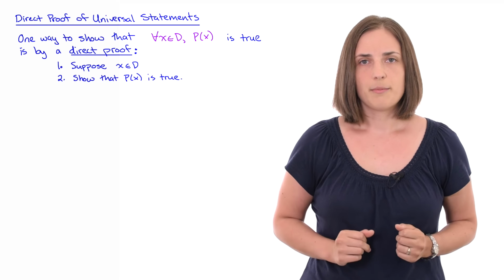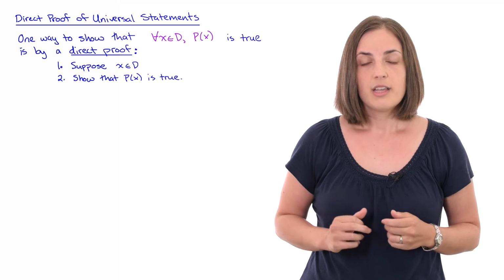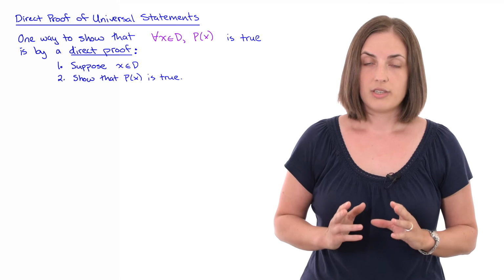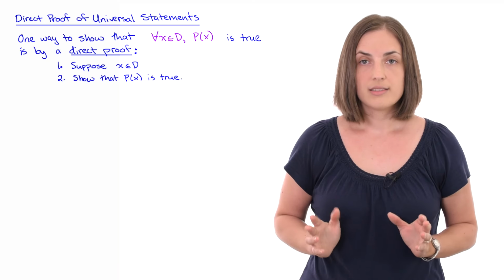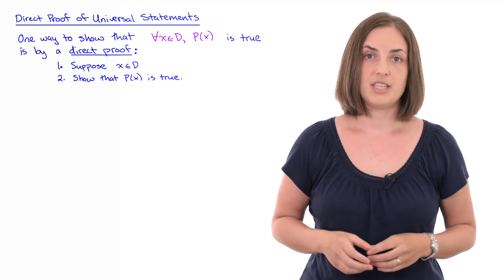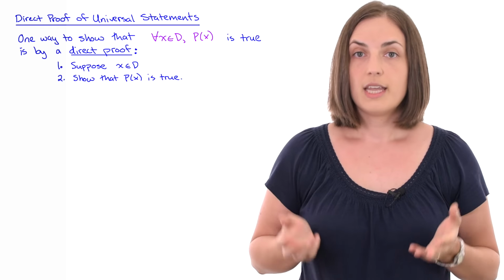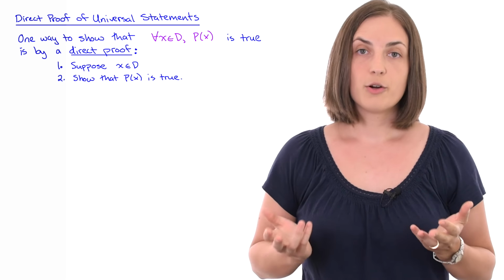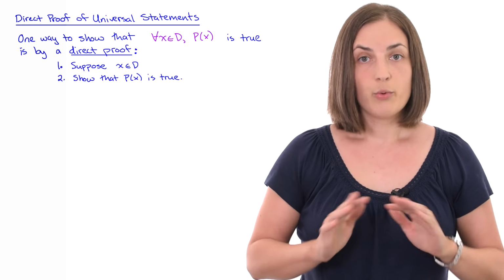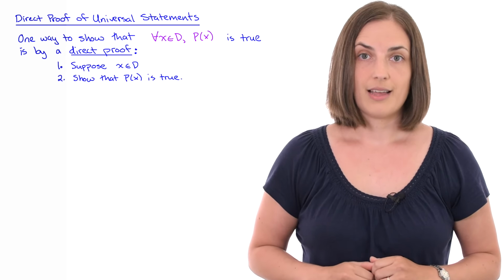In the first step, it's important to observe that x is an arbitrarily chosen element of D, so we cannot assume anything about x except that it is an element of D. For example, if D is the set of all integers, we would begin by saying, suppose x is an integer, and we would not make any further assumptions about x.